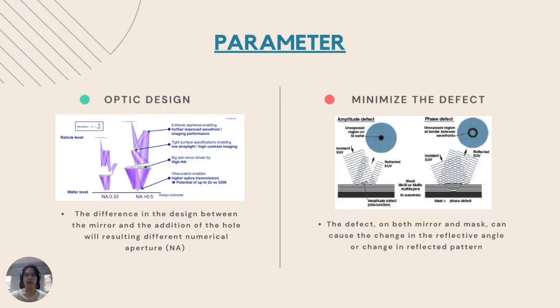Okay, so next are the parameters that we need to consider and control. First is the optic design. The difference in the design between the mirrors and the addition of the hole in the system will result in different numerical apertures, where the greater the numerical aperture is, the better the resolution is. And secondly, we want to minimize the defects on both the mirror and the mask, because those defects can create a change of the reflective pattern or reflective angle, which will result in a bad product that has a false pattern.